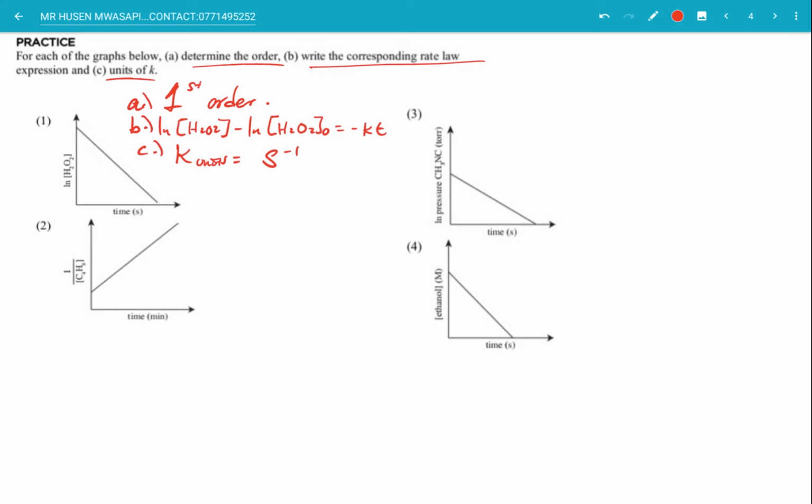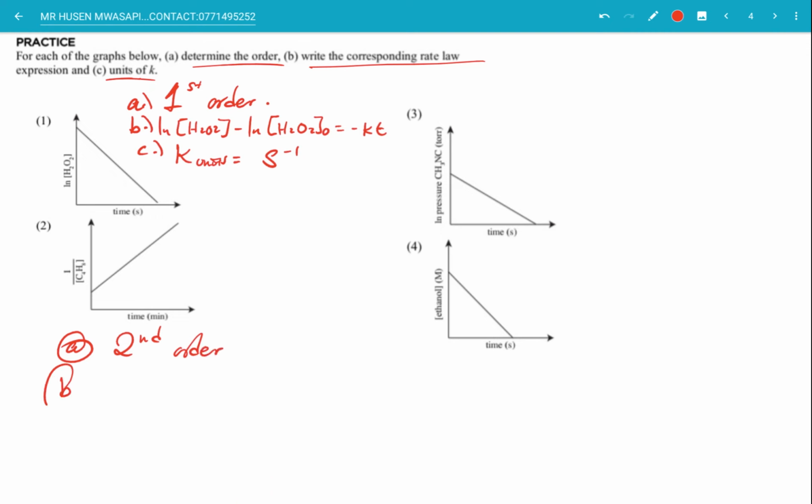Now for the second question, you have the reciprocal of the concentration of the reactant. So you have C4H8, which would be, I think, butene. Yeah, butene. So here, to determine the order, remember the reciprocal of the reactant versus time will always give you a second order.